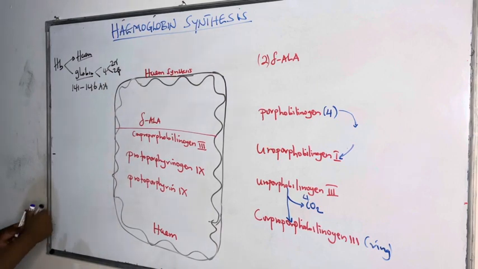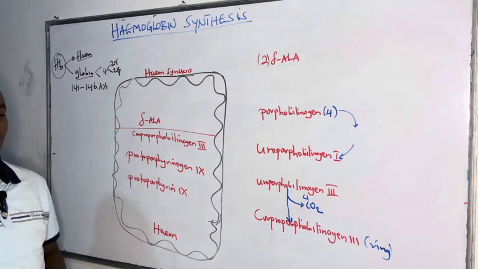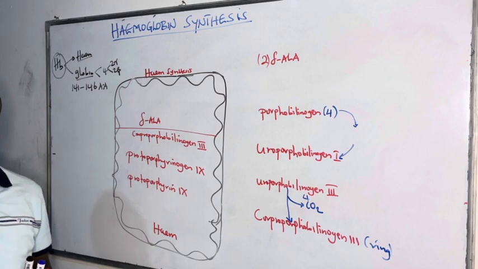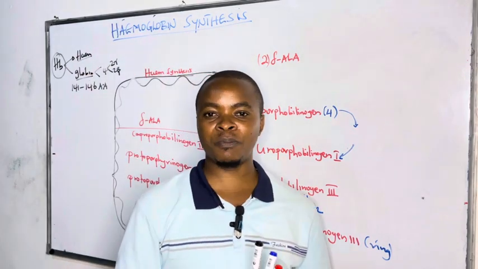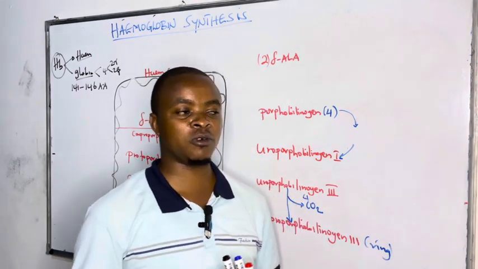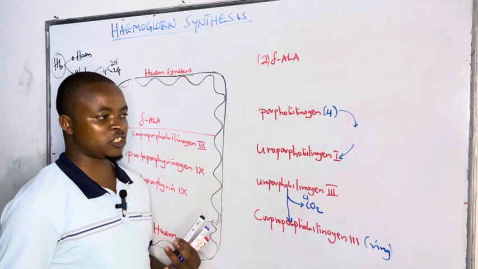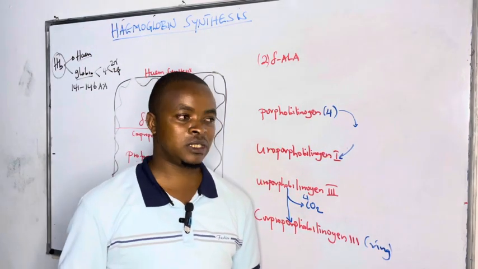And now today we want to look at how we can manufacture this hemoglobin made up of heme and globin chains. So the first thing we're going to look at is the synthesis of heme. Then we shall wrap up with synthesis of globin. Then we combine them to form hemoglobin. And then we shall conclude by looking at the functions of hemoglobin in the body.